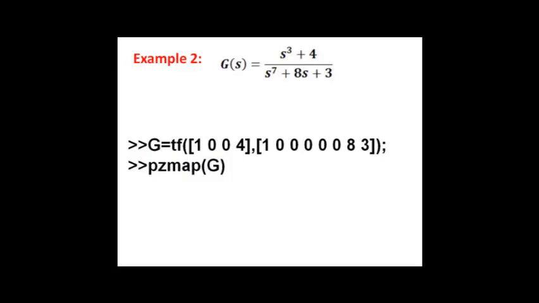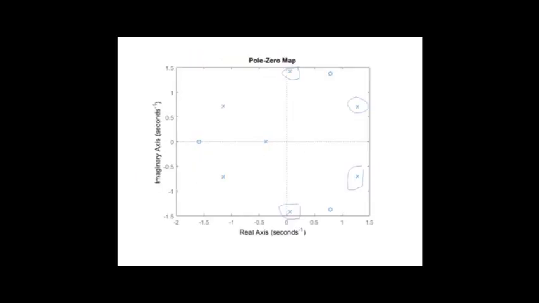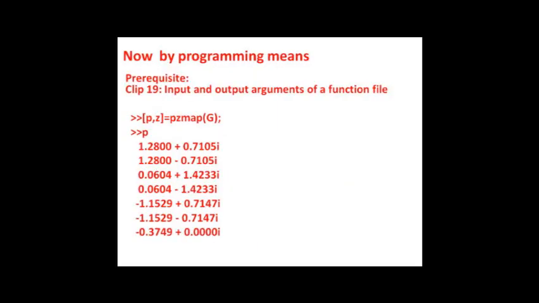On the screen, you see the example 2 of clip 48, whose pole zero map is shown on the next slide. We have encircled the poles which are on the right half plane. So as you see, there are four poles on the right half plane. So the control system represented by this transfer function must be unstable. We just addressed how one can determine the stability of a control system by visual inspection.